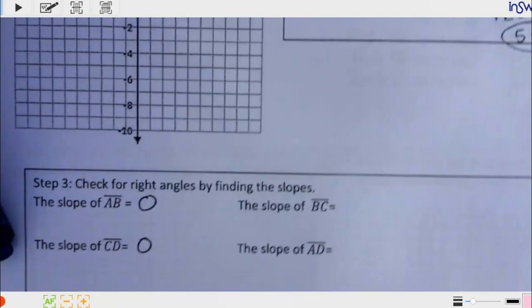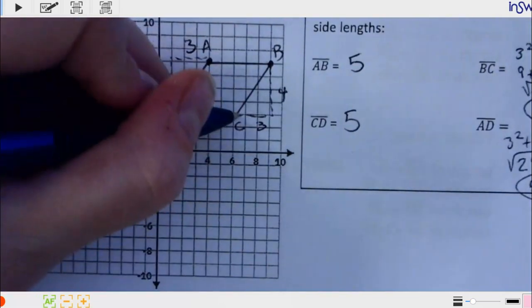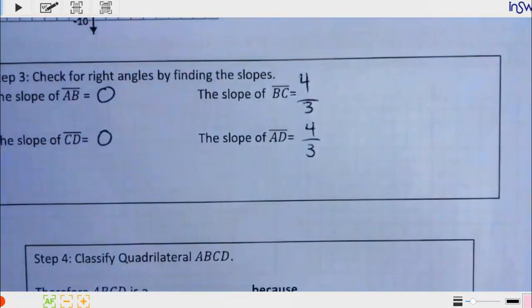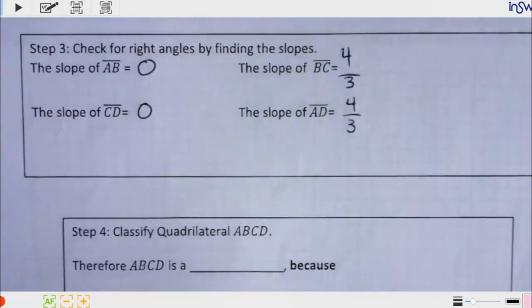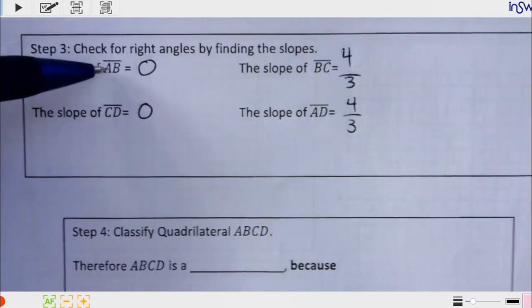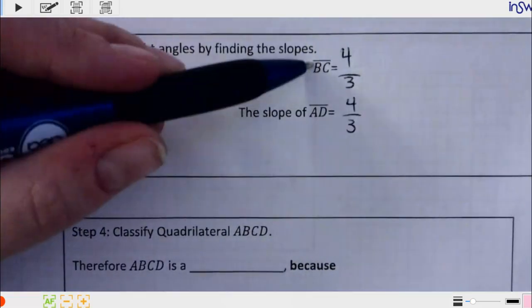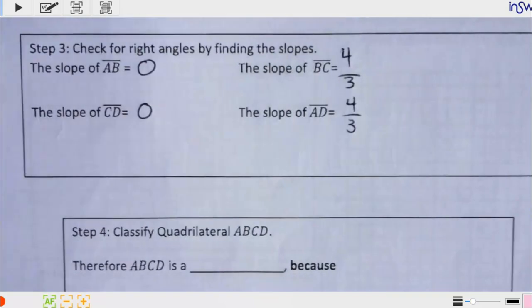And then let's find the slope of BC and AD. So they go up 4 and over 3. Each one of them goes up 4 and over 3. So when we're comparing these, we're determining, okay, well, we do have some parallel slopes. The opposite sides are parallel to each other. So the sides that don't have any matching letters are opposite. AB is opposite of CD, BC is opposite of AD. So that's good because you need that for a rhombus.